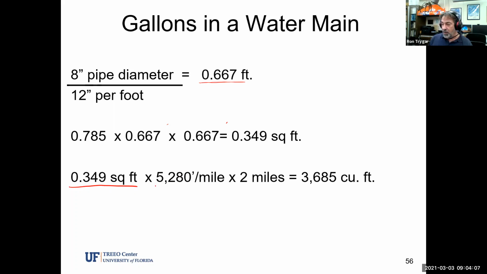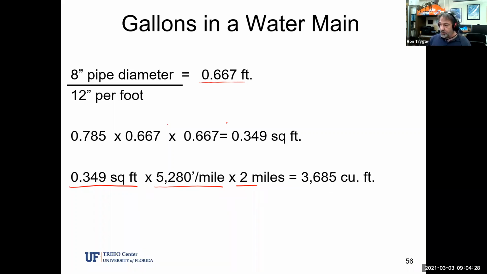And we know that 1 mile is 5,280 feet long. And there's 2 of those. So we multiply the number 2 into this. This will convert the miles into total feet. And now we just work out the math. Remember, now we're going to come up with the cubic feet inside that pipe.